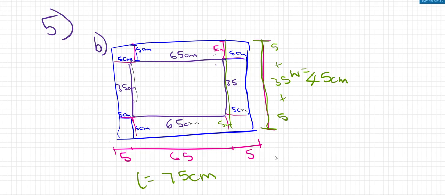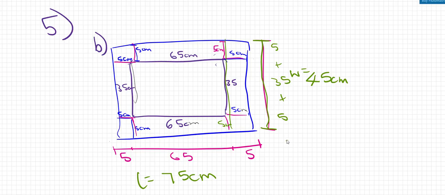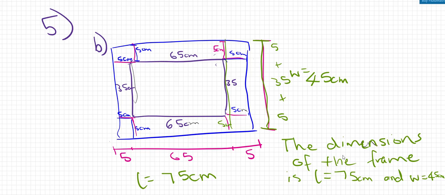So to answer question B, what are the dimensions of the frame? Let's write our sentence. The dimensions of the frame is a length of 75 centimeters and a width equal to 45 centimeters. If you wrote 75 by 45 centimeters, that's also correct, because we saw in our first example, the Bunnings example, dimensions can be written like that as well. So either one is correct.